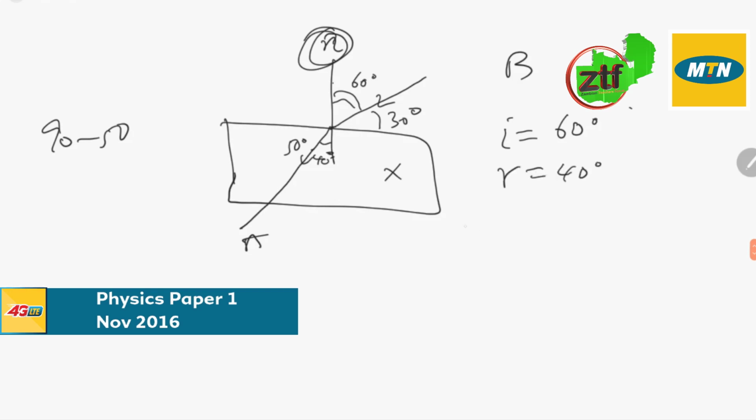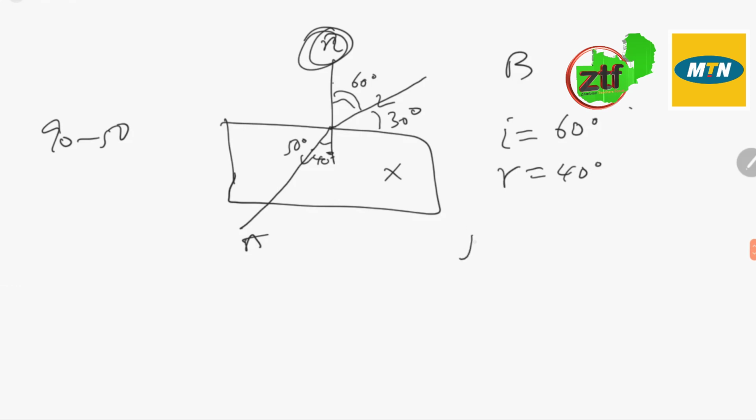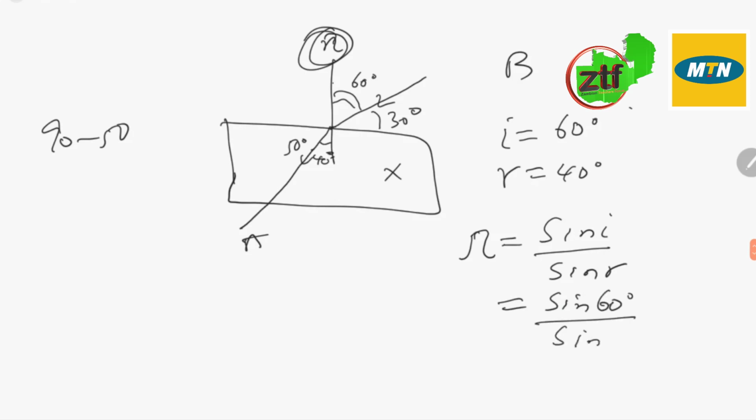Then we can say that the refractive index, shown by a Greek letter here, is equal to sine I over sine R, so that we get sine 60 degrees divided by sine 40 degrees. When we do this, we find 1.53 as the refractive index. We move on to question 23.